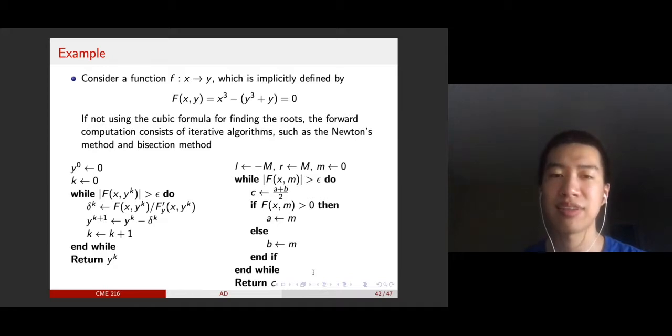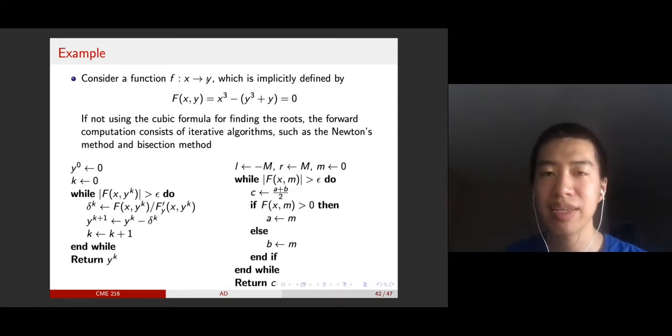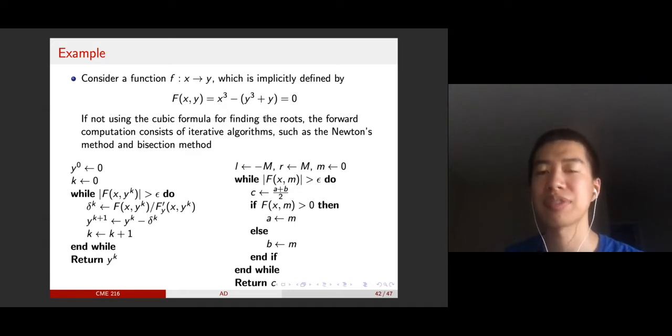This is an example where you define the function implicitly. And here you define a function f which maps x to y. And from x to y, to compute y, you have to solve a function like this. Of course, you can use the cubic formula for finding the roots, but here I assume that we do not have this formula. We want to solve that using an iterative algorithm, such as Newton's method or bisection method, and they work for the computation.